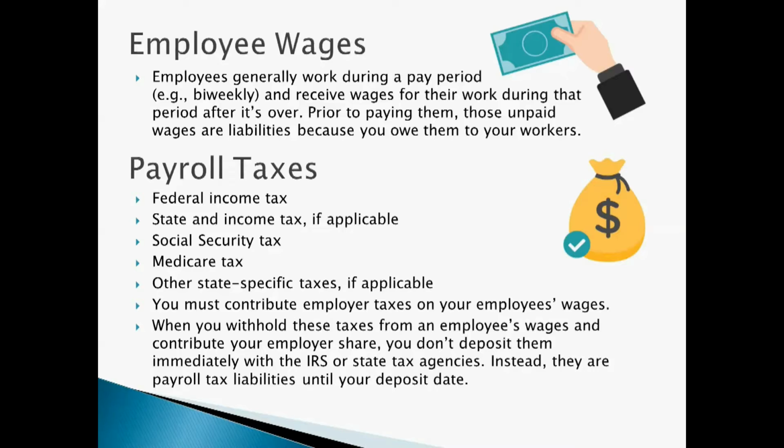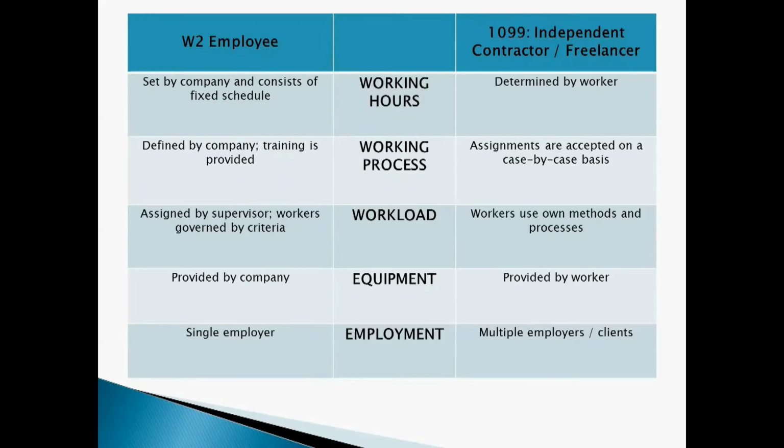A lot of people in the smaller communities tend to like to put their employees on 1099s, not really knowing what a 1099 is. So it's my job to kind of educate you guys on that. A W-2 employee is set by a company, consists of a fixed schedule, right? They're defined by a company and their training provided. They're assigned by the supervisor, governed by criteria provided by a company and a single employee.